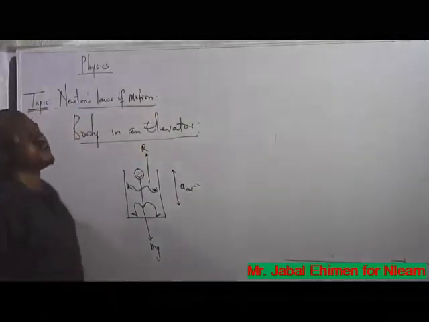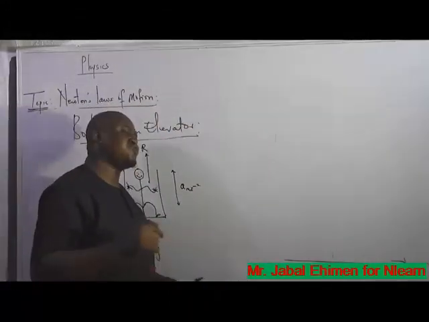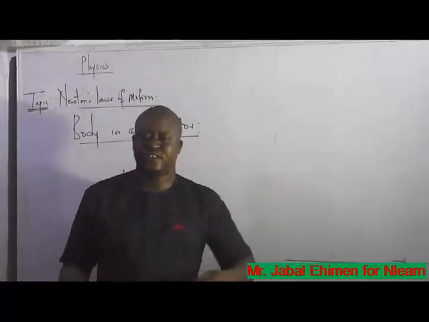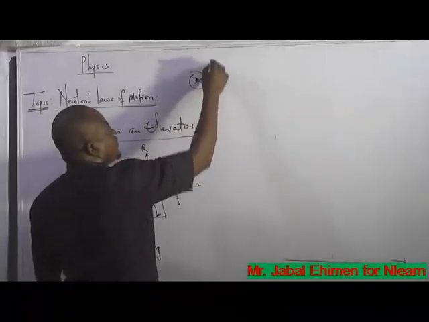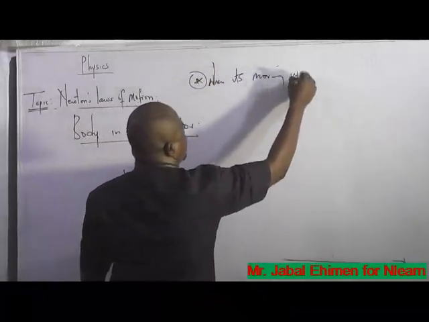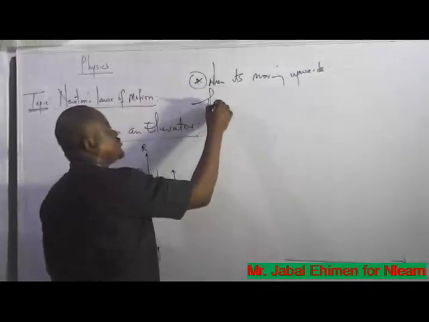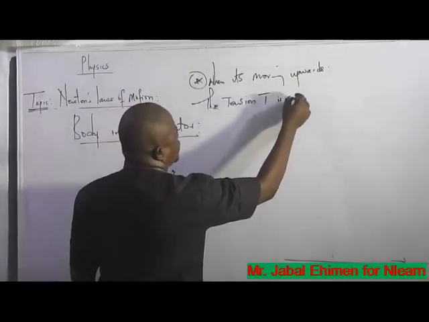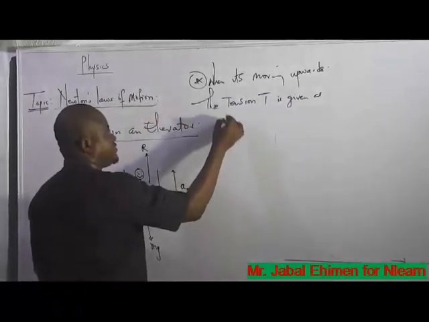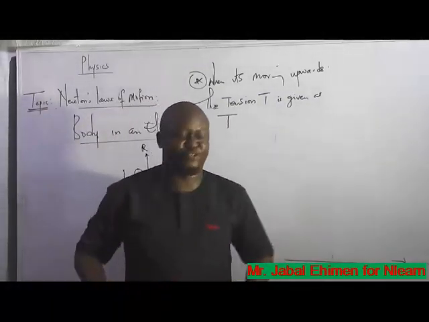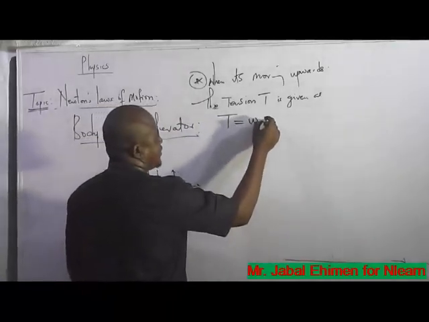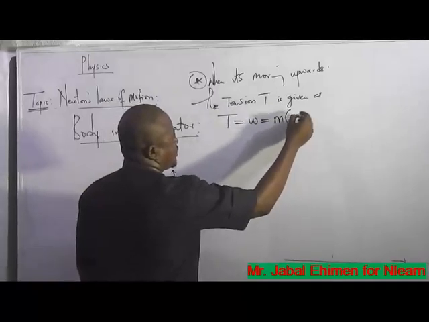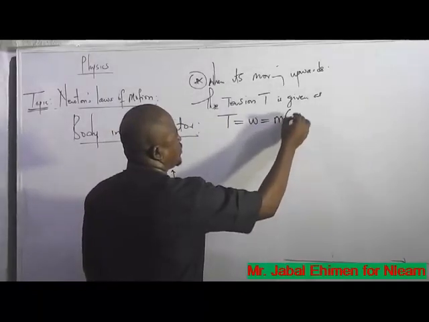That's an elevator. But first of all, we're going to consider three situations. The first one is a situation where the body is moving upward. The situation when it's moving downward. So let's consider when the body is moving upward. So first of all, when it's moving upwards, the tension T is given as T. That's the tension you experience. The resultant force you experience is the tension. Now, it's equal to the weight, and it's equal to a plus g.